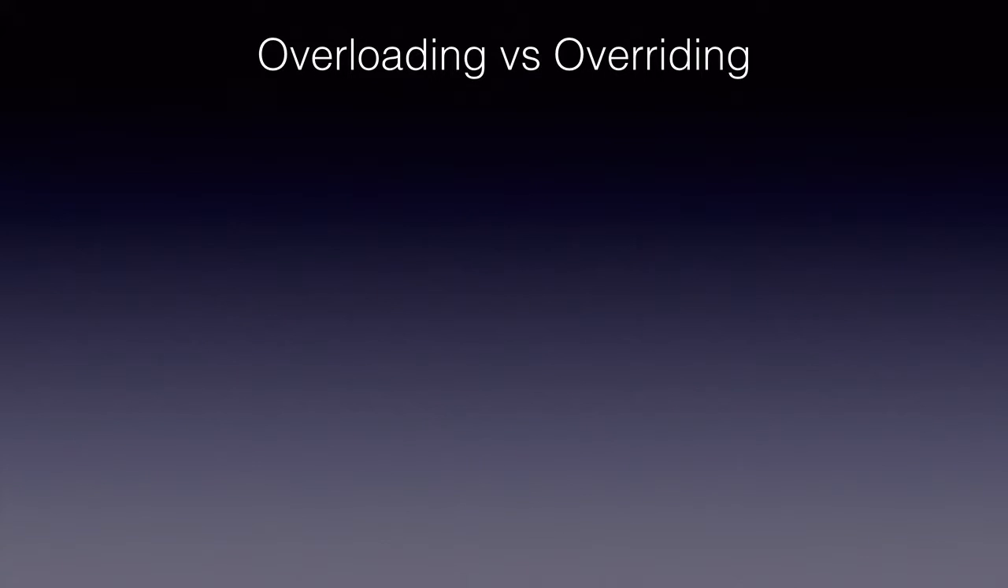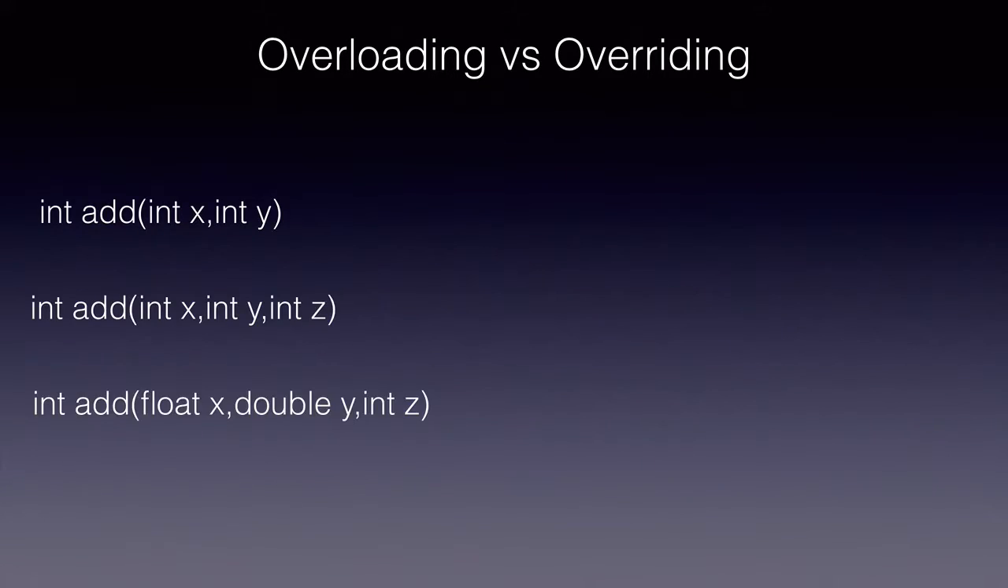What is method overloading and what is method overriding and what are the key differences? Method overloading is where we define multiple methods with the same name in the same class but with different parameters or different signature. Here I have three add methods.